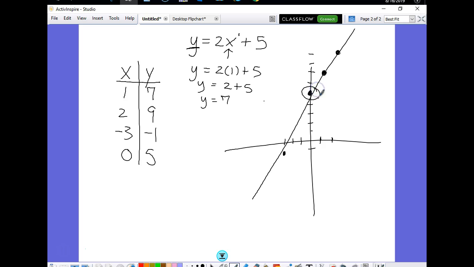Here we have this special point. That's what we call the y-intercept. Okay, the place where it touches the y-axis, the y-intercept. What's the y-intercept? What's the y value here? 5. See it right there?